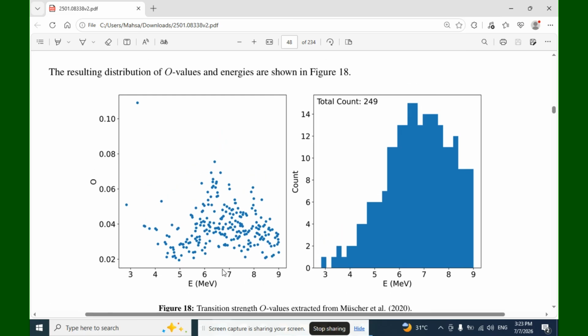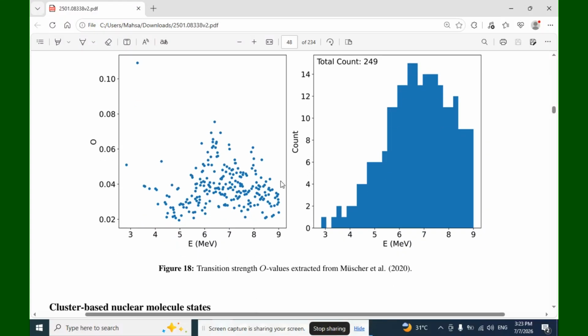Based on the Musher work, you see that on the x-axis we have energy in mega electron volts, and on the y-axis, the left side we have omicron, and on the right side we have a count as a histogram.